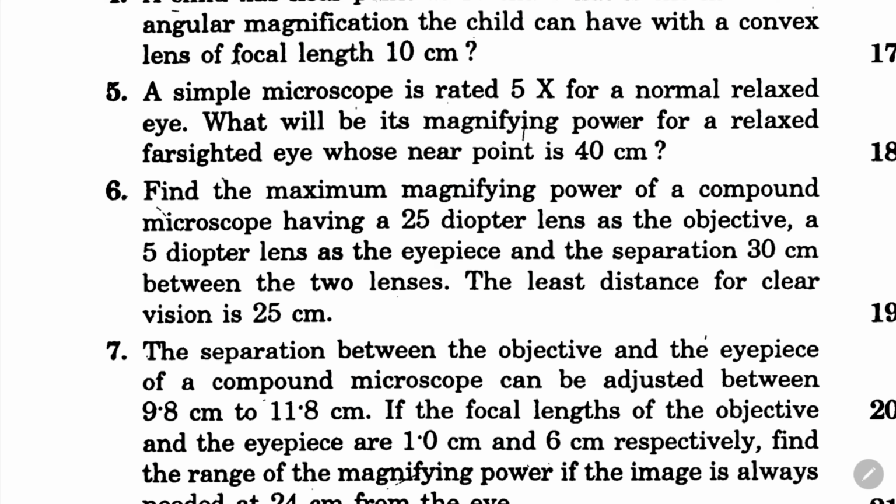In the sixth one, we need to find the maximum magnifying power of a compound microscope having a 25 diopter lens as the objective, a 5 diopter lens as the eyepiece, and the separation of 30 cm between the two lenses. The least distance for clear vision is 25 cm. So this is the sixth one.